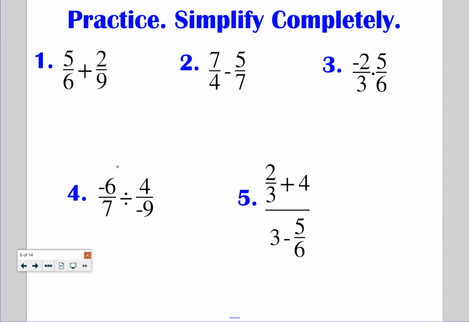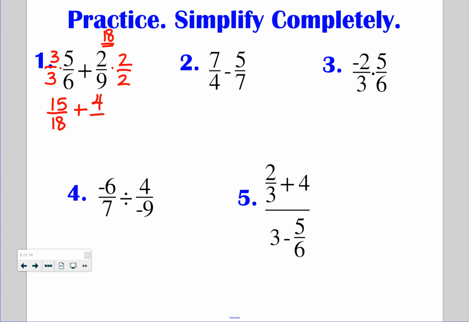Okay, let's review the correct answers. In the first problem, I'm looking for a common denominator. The least common denominator between 6 and 9 is 18. You could also use something like 54 if you want. You'll just have to reduce your fraction a little bit more at the end. I need to multiply my first fraction by 3 over 3. I need to multiply my second fraction by 2 over 2. Here I'll have 15 over 18.